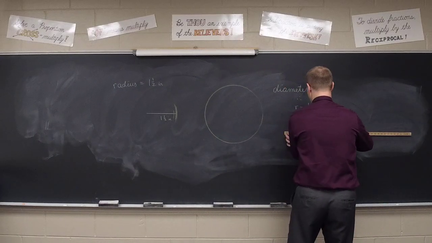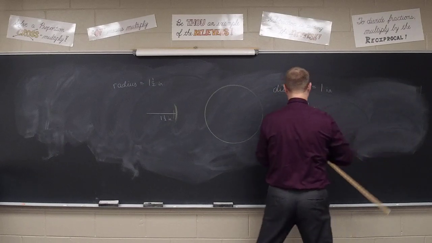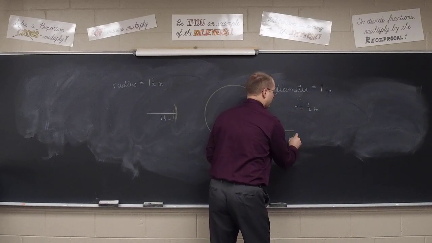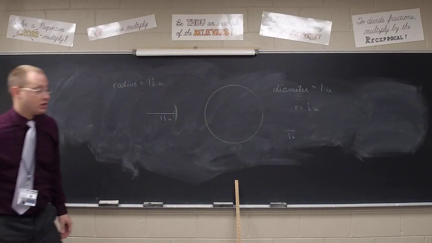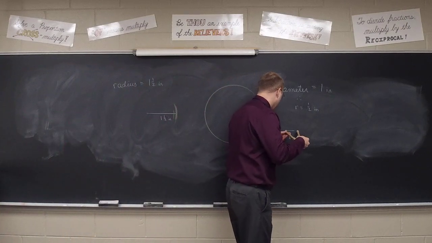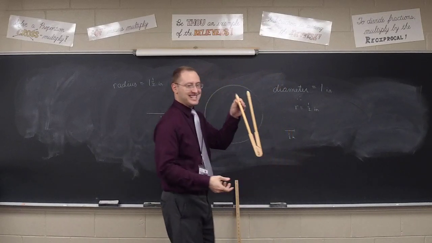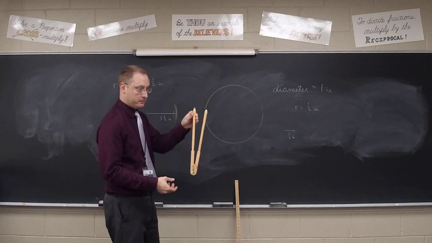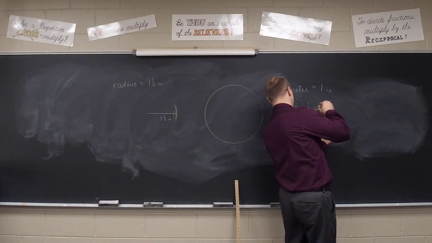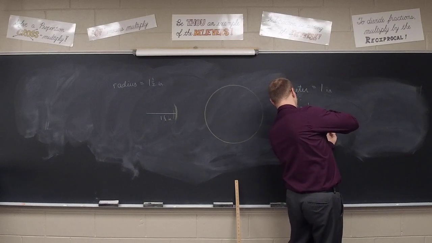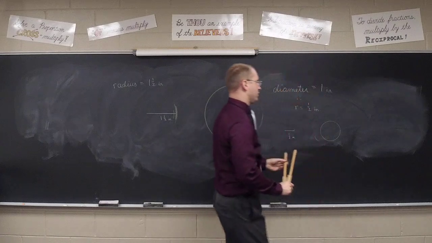So on your paper, use your ruler to measure a little tiny radius of half an inch. Draw a little radius of half an inch. Then measure that little radius and make your little mark to show that you've got your compass at exactly half an inch. Once you've got it, draw your circle.